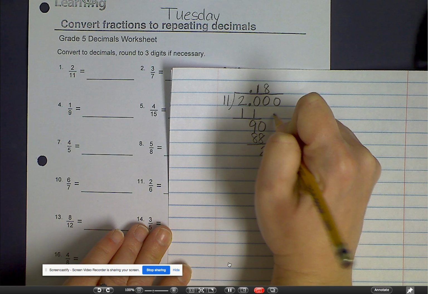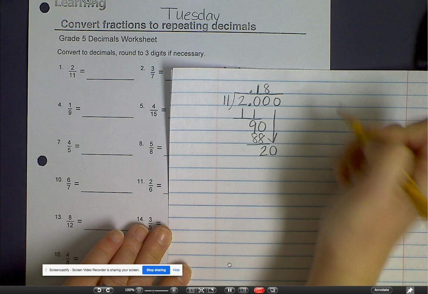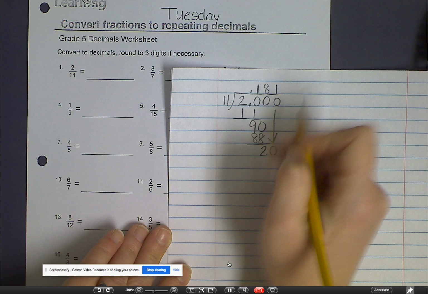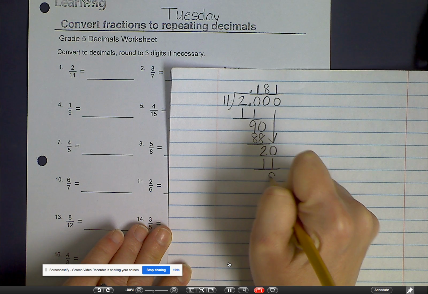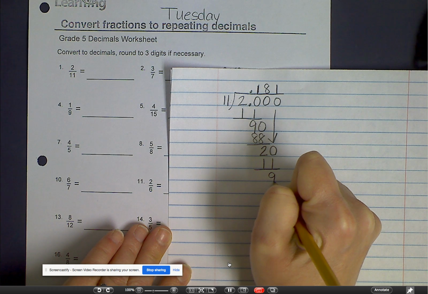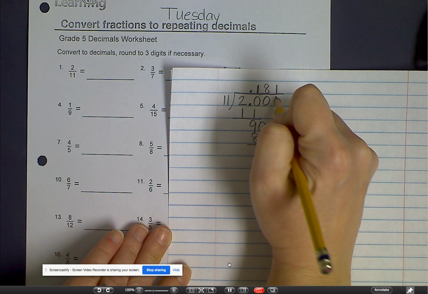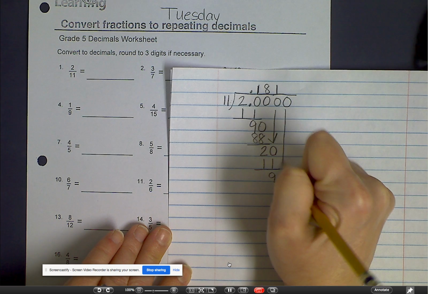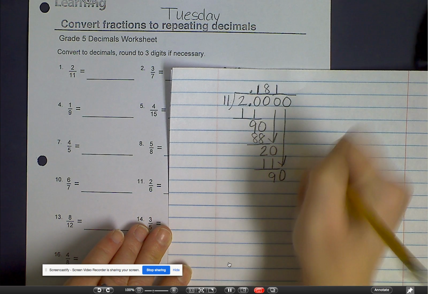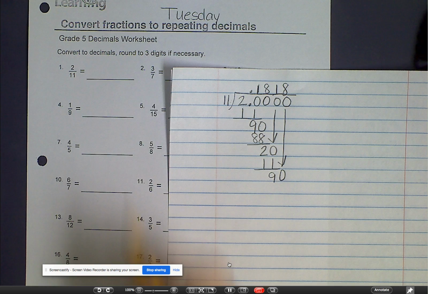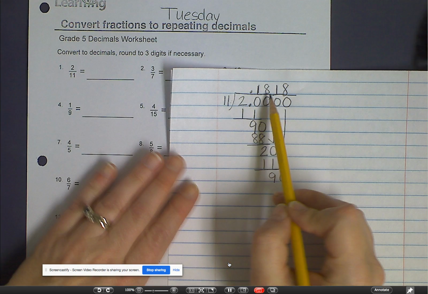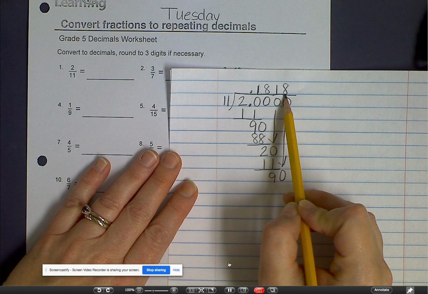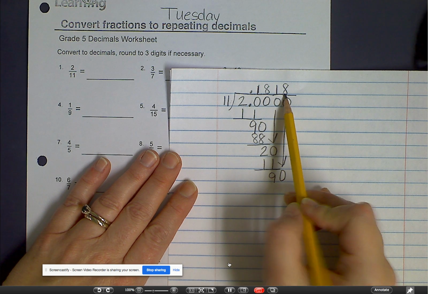I'll add another 0, and that's 20. So that goes 1 time. That's 11. So this is 9, right? Yes, 11 and 9. And then I can add another 0. The reason I'm adding another 0 is because it says convert to decimals, round to 3 digits. So if I'm rounding to 3 digits, then I actually need to have 4 so that I can round it.